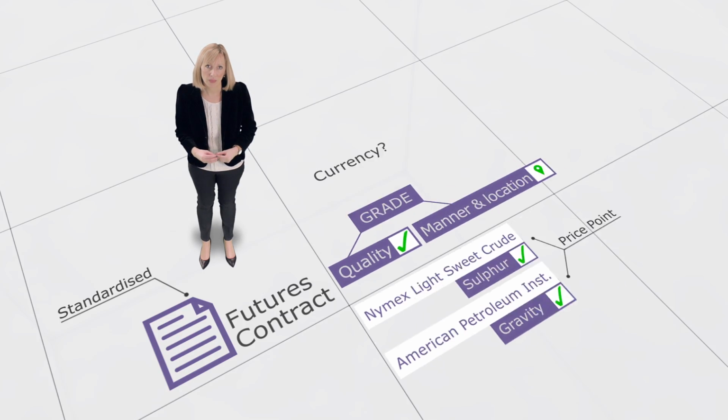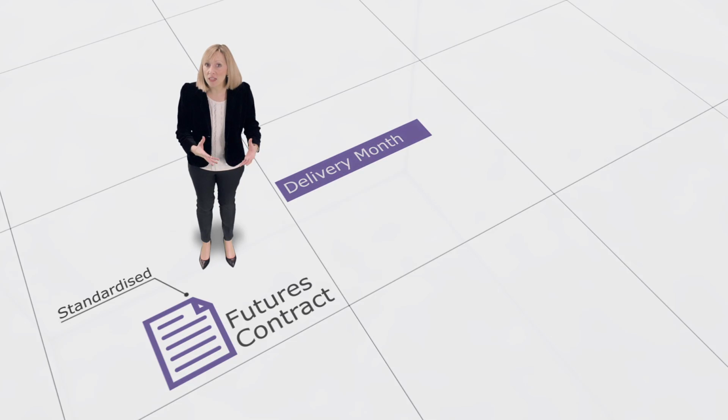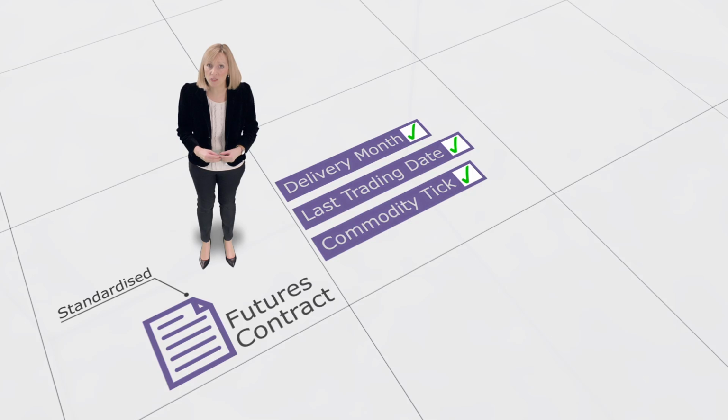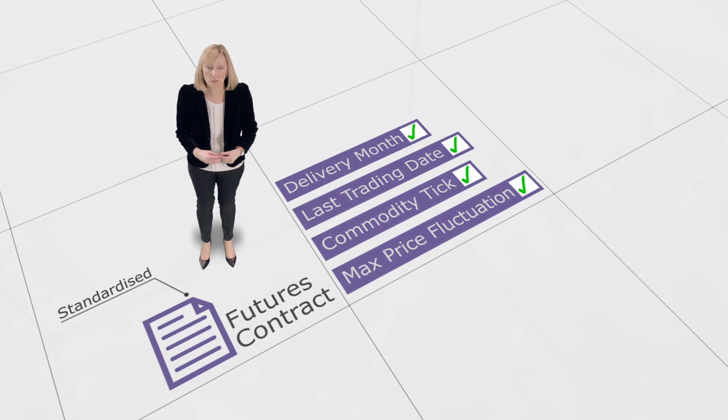Finally, the futures contract will also specify the delivery month, the last trading date, the commodity tick, which is the minimum amount by which a commodity can fluctuate, and the maximum permissible price fluctuation.